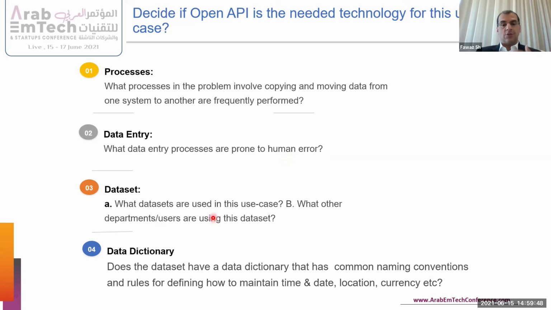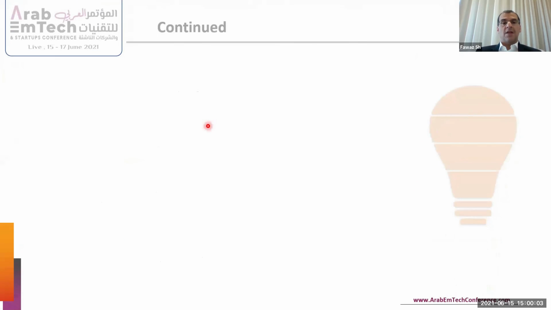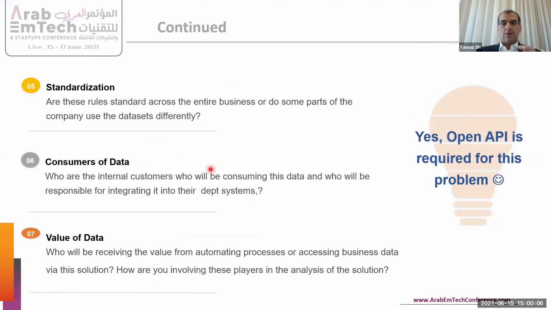What data sets are used in this use case? What other departments are using this data? You list that there. What is the data set that has a data dictionary, with common naming conventions and rules for defining how to maintain time, date, location, and currency? You do this for every single problem. And the output of this analysis document will give you the decision: yes, I need to have open API for this specific problem, and it will get you to the next part, making sure you're making the right decision to go forward and move on to the next phase of the project, right?